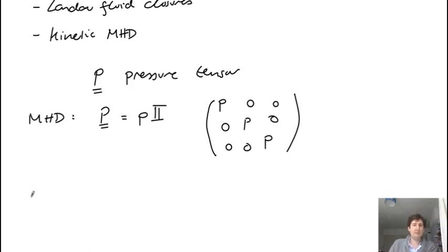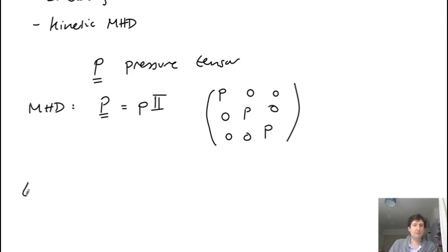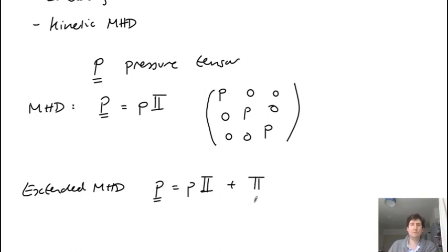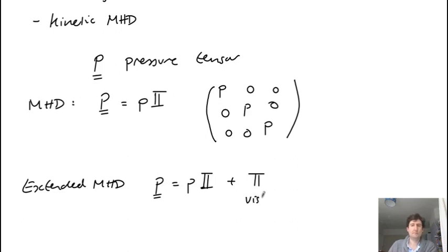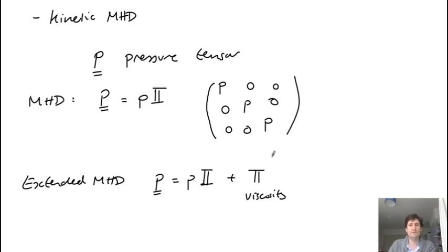Now in extended MHD we might add a stress tensor. So we might have the pressure tensor is a scalar pressure times the identity matrix plus pi, which is the stress tensor or the viscosity. And this typically has zero trace, so the elements along the diagonal add to zero. Might have off diagonal terms representing viscosities or FLR effects.